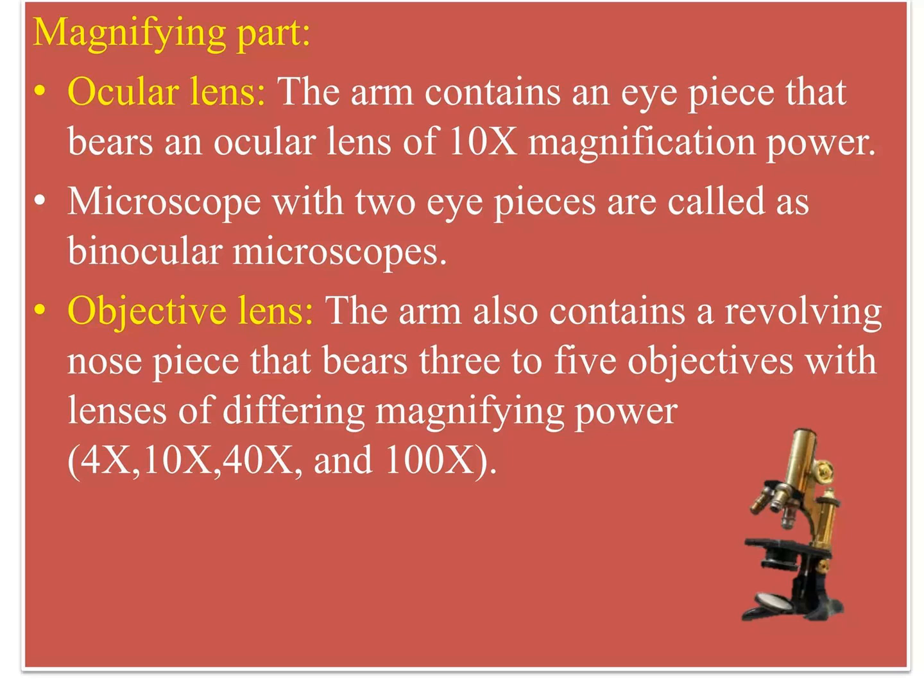Magnifying part. The magnifying part consists of two lenses. The first one is ocular and the second one is objective. The ocular lens. The arm contains an eyepiece that bears an ocular lens of 10 times magnification power. A microscope with two eyepieces is called a binocular microscope. Objective lens. The arm also contains a revolving nosepiece that bears 3 to 5 objectives with lenses of different magnifying power.